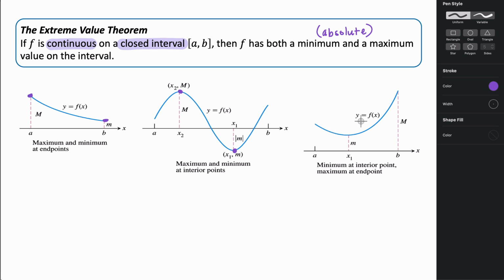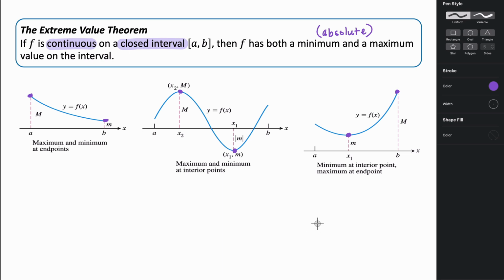And you could also potentially get a maximum or a minimum where one of them is in the interior and one of them is at your endpoint. So we see that we have this maximum here at my right endpoint, and then my minimum is actually somewhere on the interior of this interval from a to b, right? So it's like here at x sub 1.